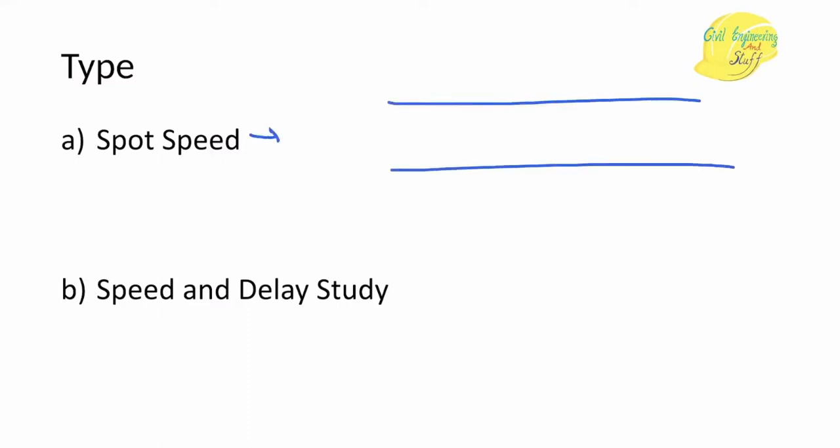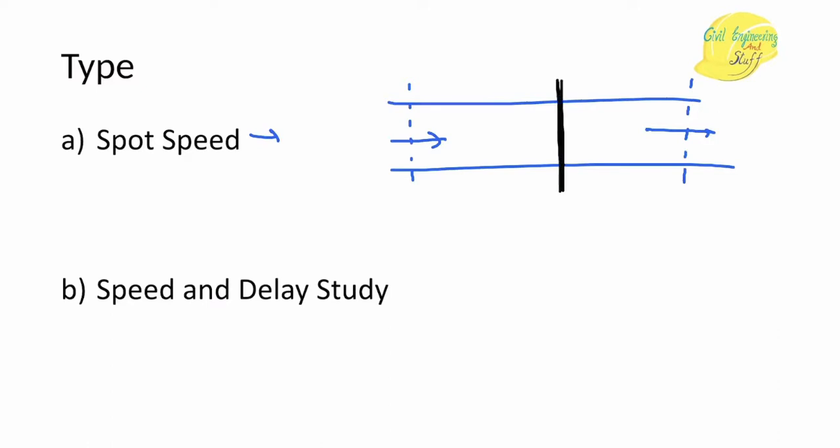As the name suggests, in spot speed we are interested in the speed of the vehicle that is crossing a certain road section, or the speed of the vehicle at any instant. Suppose we have a road section under our observation: what is the speed that has been maintained by the vehicle passing through this road section, or what is the speed of the vehicle at any instant of time.